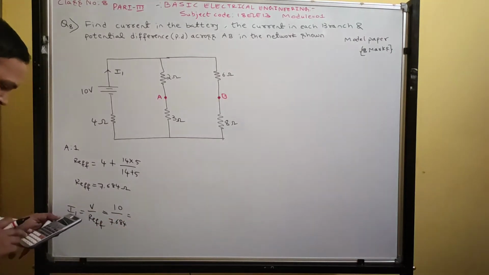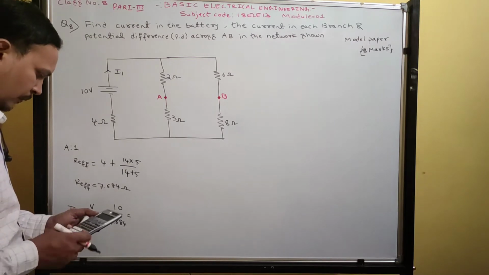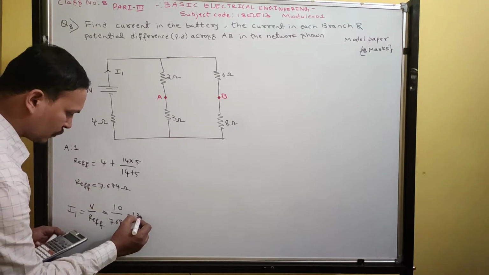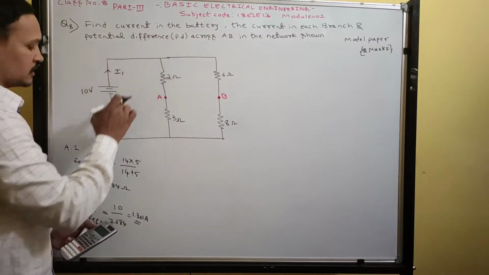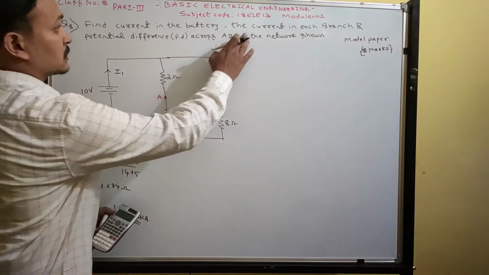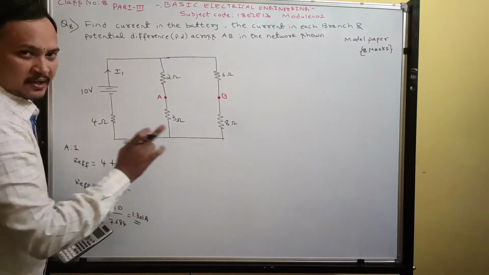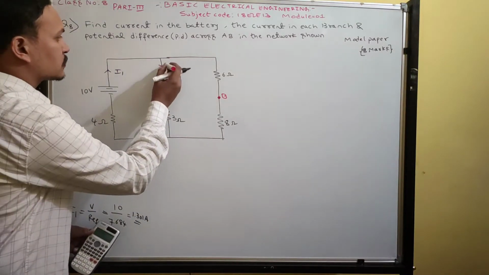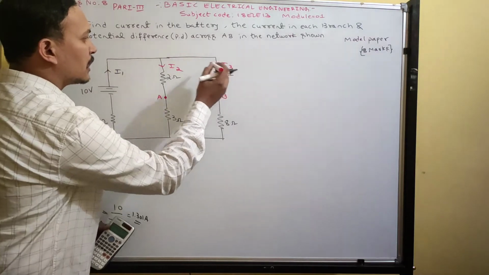So what is the answer we get? 10 divided by 7.684. I am getting the answer 1.301 amperes. So what is the current supplied by the battery? I1 is 1.301. Now they ask current in each branch. So what is the current flowing in this branch and this branch? Now I take the current in this branch as I2 and the current in this branch as I3.